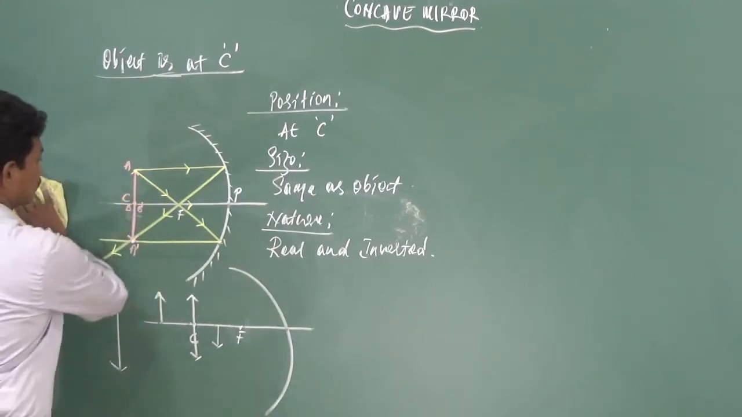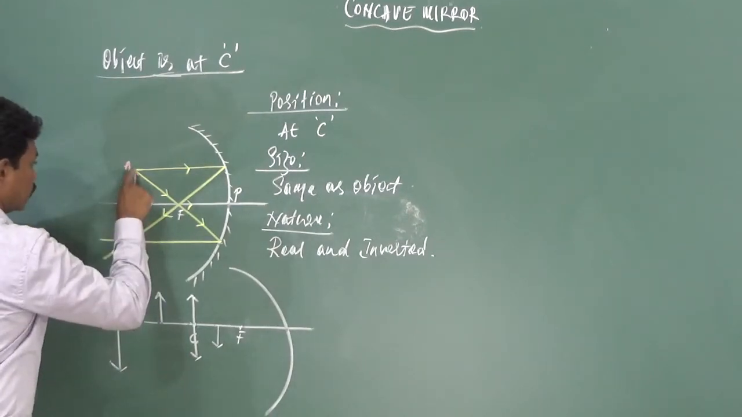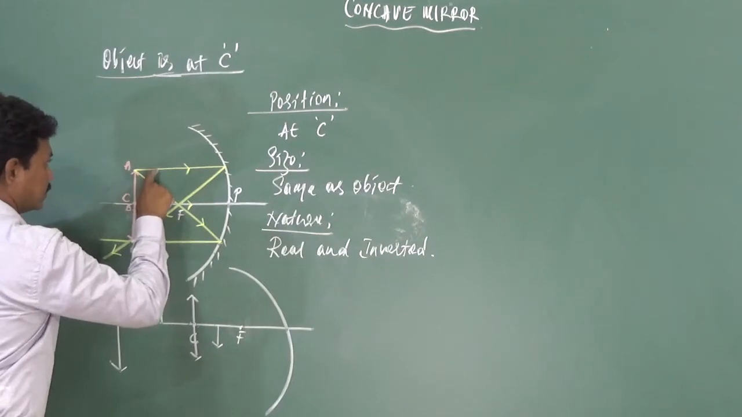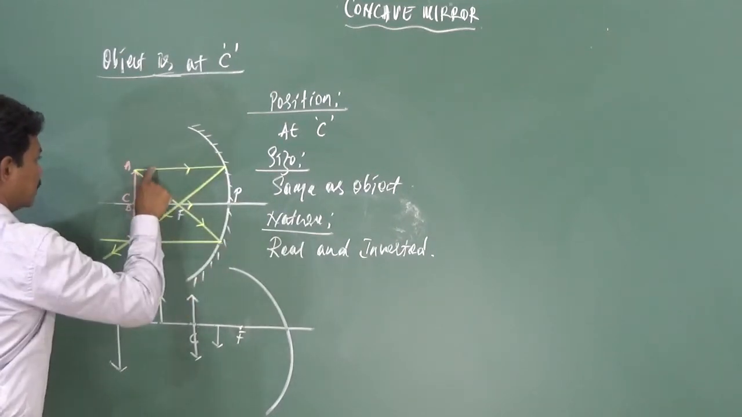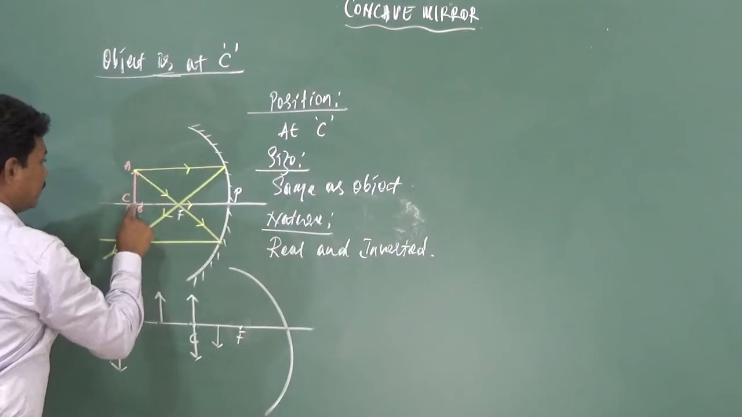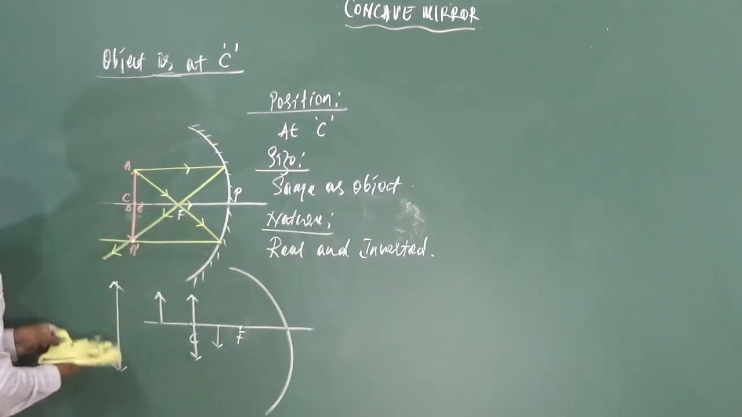Okay, let us go with the next one. I am bringing the object a little bit more near to the concave mirror, that is, I am going to keep the object between C and F in the next ray diagram.